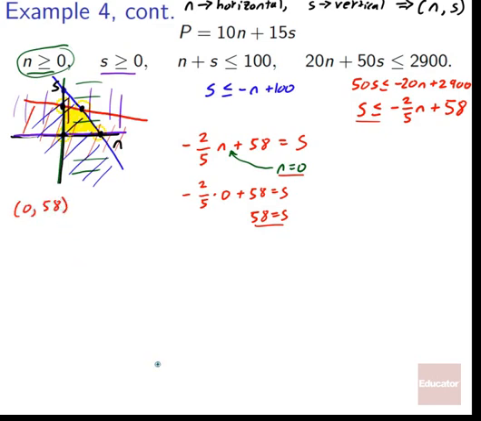Next up, let's look at where the blue intersects the purple. So negative N plus 100 equals, the purple had a height of S equals 0, right?